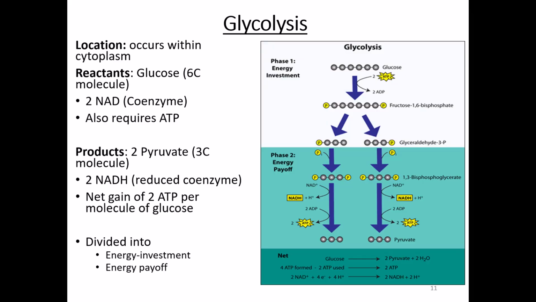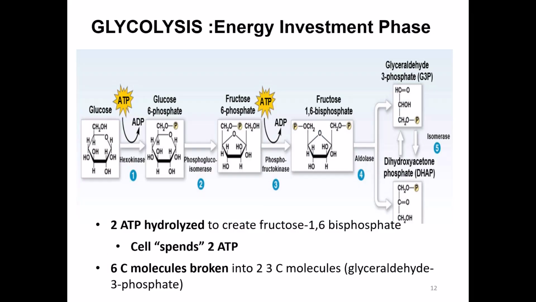Glycolysis is divided into the energy investment phase and the energy payoff phase. Don't get super hung up on all of the steps, but sometimes the steps in the process help make the rest of the process make sense. So this is still glycolysis, but we're starting with a 6-carbon molecule, glucose. We're spending 2 ATPs to basically stick phosphate groups on either end of that glucose, and then we split that 6-carbon molecule into 2 3-carbon molecules.